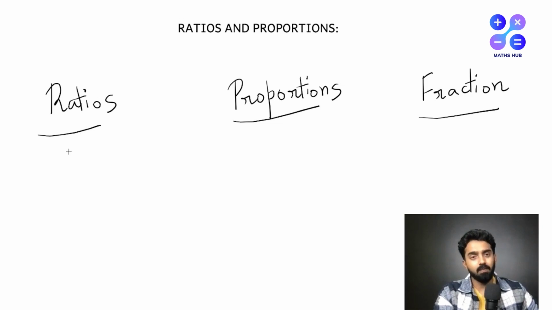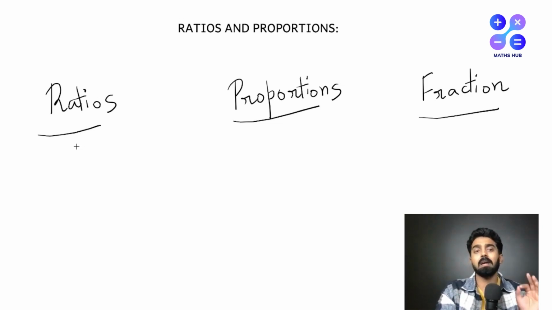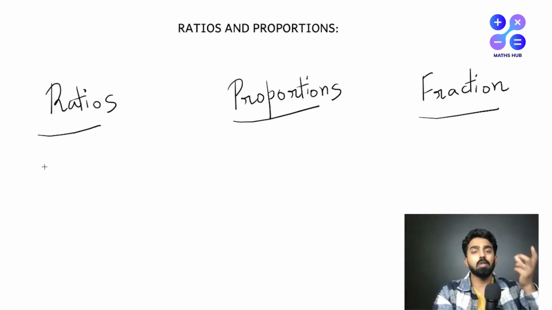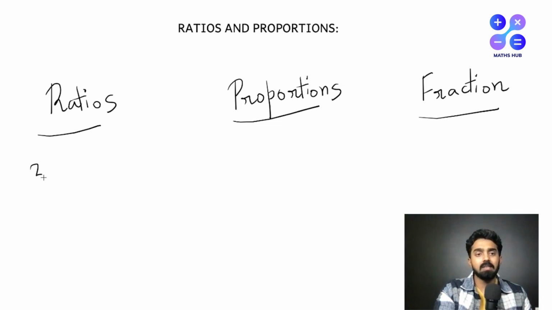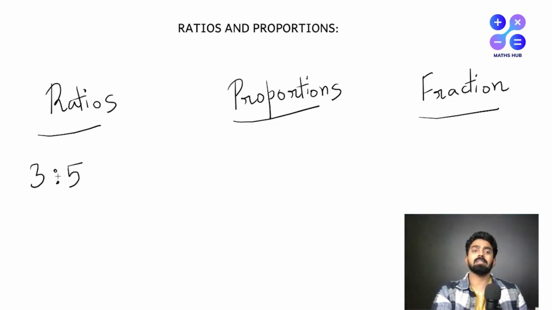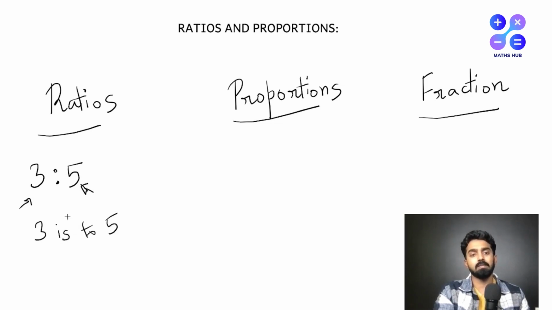Now, a ratio is nothing but a comparison of two different quantities. What do we mean by that? It's a way for us to convey that two different quantities are constrained or related to each other in a particular way. For example, this is how we represent a ratio. We have two numbers, and in between them you have a colon, like two dots. So the way you read this is 3:5.